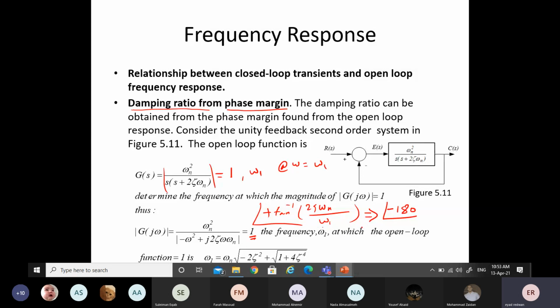From the open loop system here, I calculate the frequency at which the magnitude equals 1. I calculate the magnitude of this term and find where the frequency is that makes this whole term equal to 1. We found that the frequency is called omega 1.